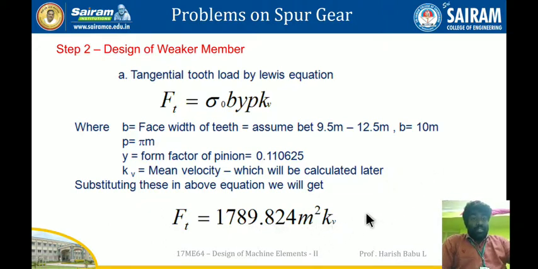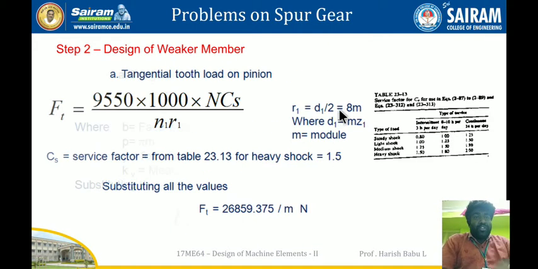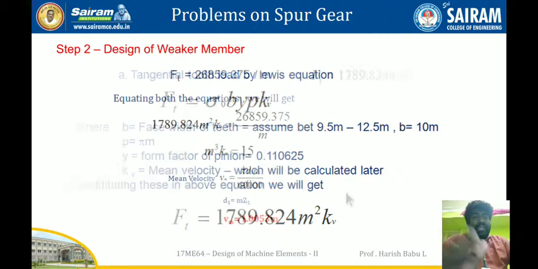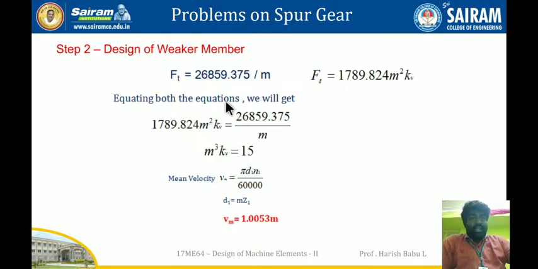Now this equation and the previous equation which you already calculated, I'm going to equate both. So these two equations are going to be equated, and I get the equation m cube kV equals 15. This is the standard one from which I can find the module as well as the velocity factor.